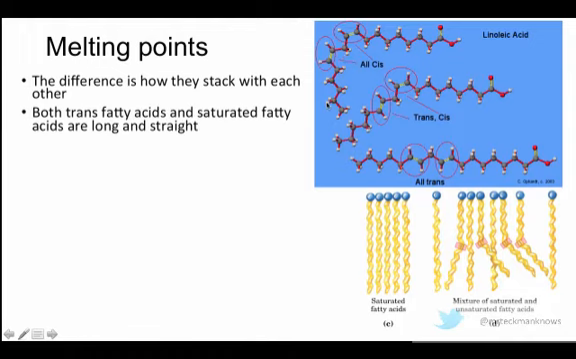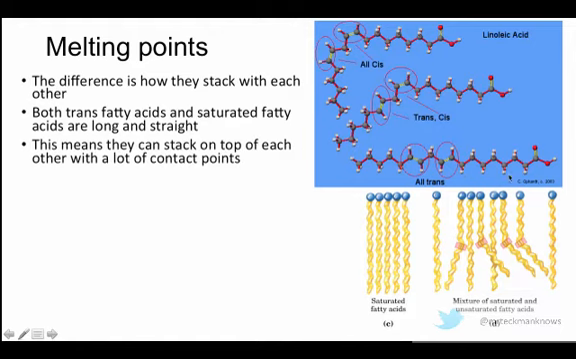Whereas the trans fatty acids are straight. They can stack with each other, and the same as saturated fatty acids, they're also straight. They can stack on top of each other. So if they can stack on top of each other, you can get a lot of contact between the two chains. You can have a lot of van der Waals forces. They're going to be sticking together very well.